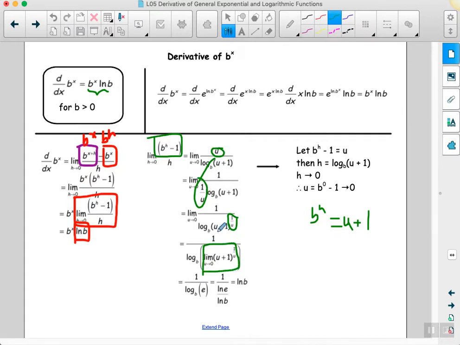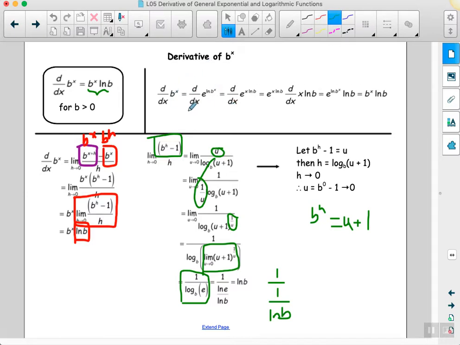So this is going to become 1 over log base b of e. And then I'm going to use a change of base formula. So log base b of e can be written as, I'm going to choose to use the base natural log, the natural log of e over the natural log of b. And the natural log of e is, of course, 1. So this is 1 over 1 over ln of b, which, of course, just becomes ln of b. That's the same proof as on the previous slide.